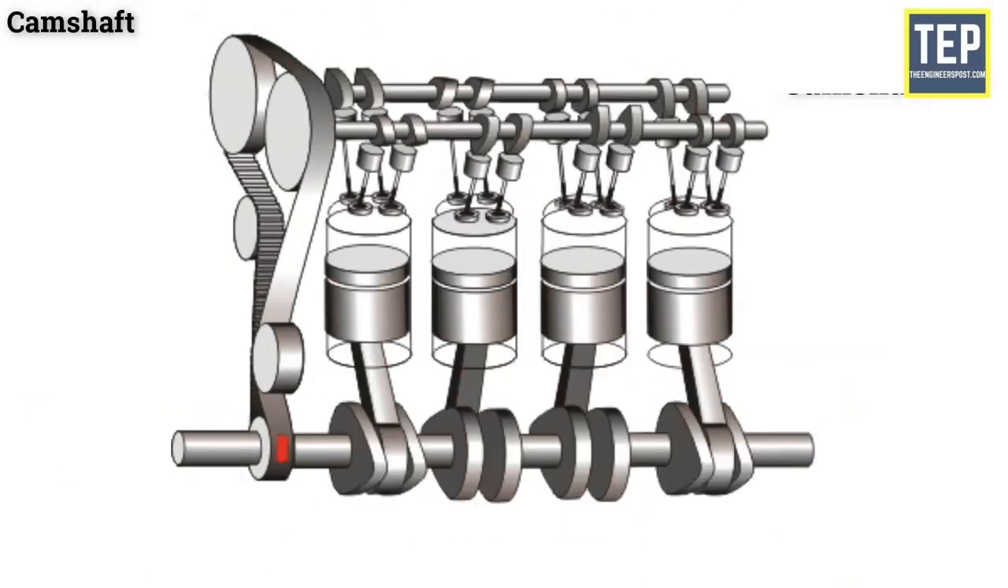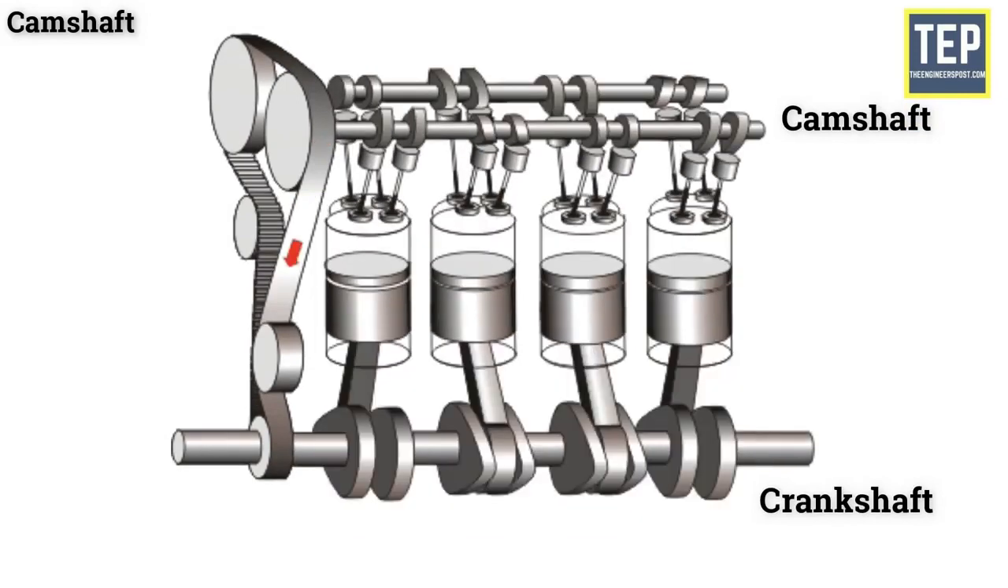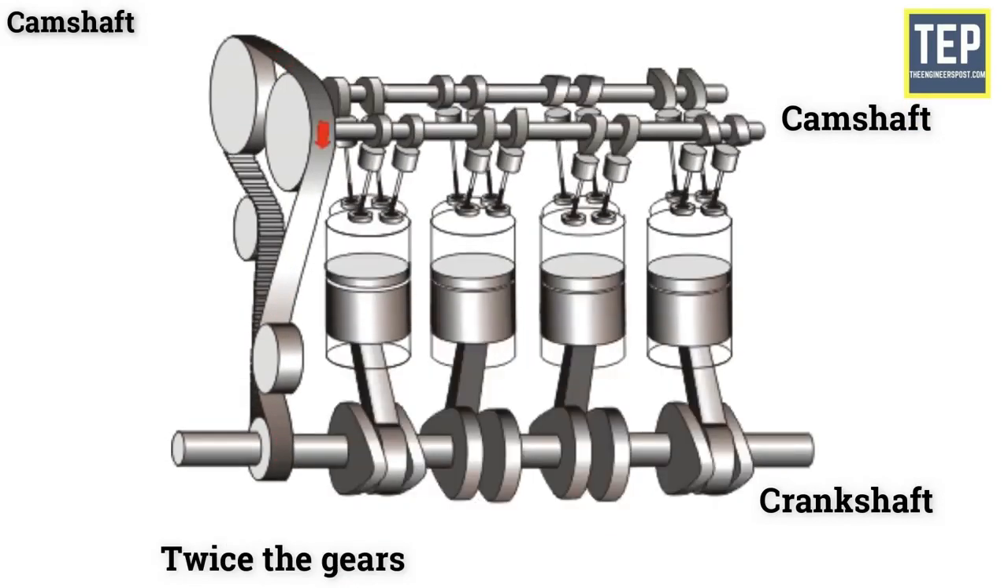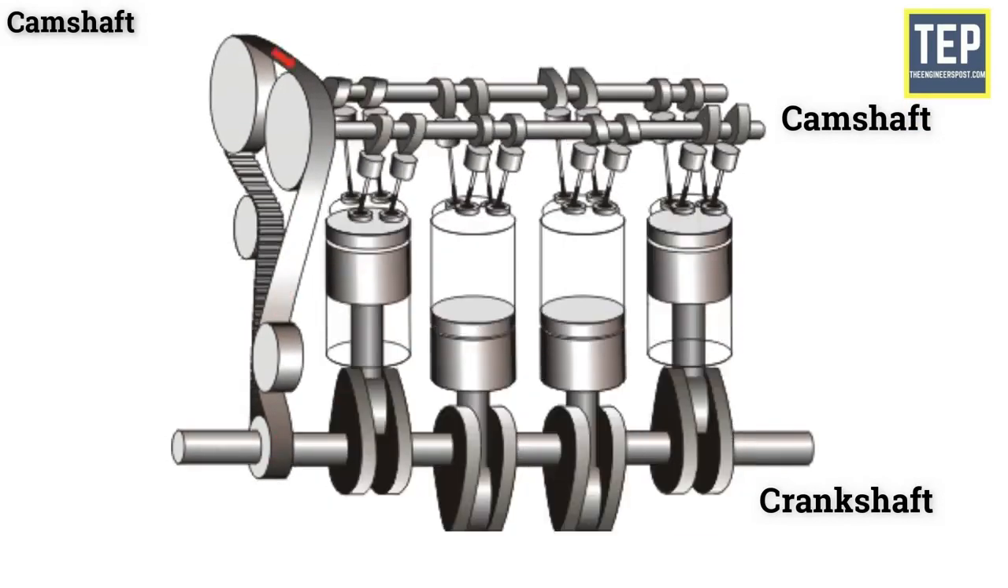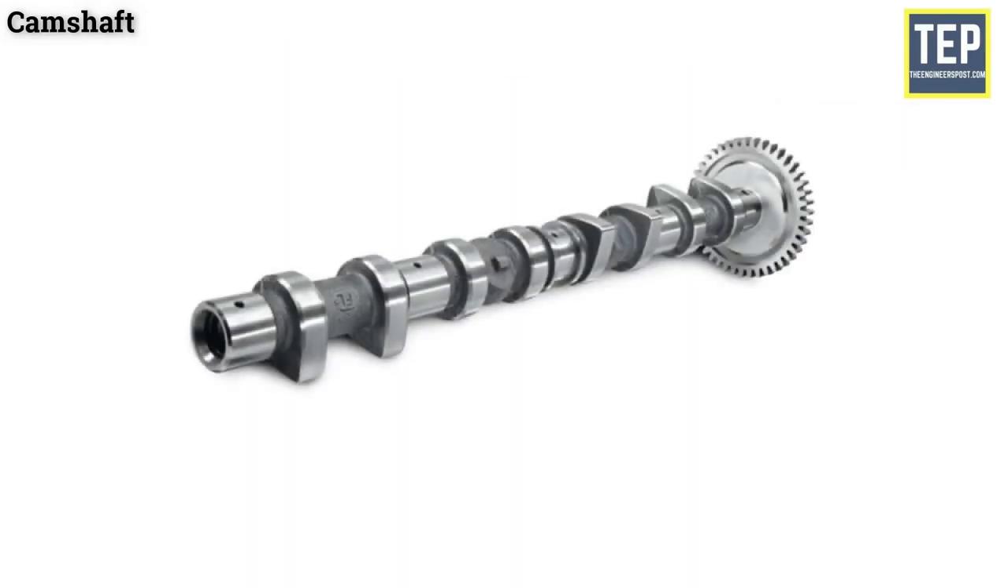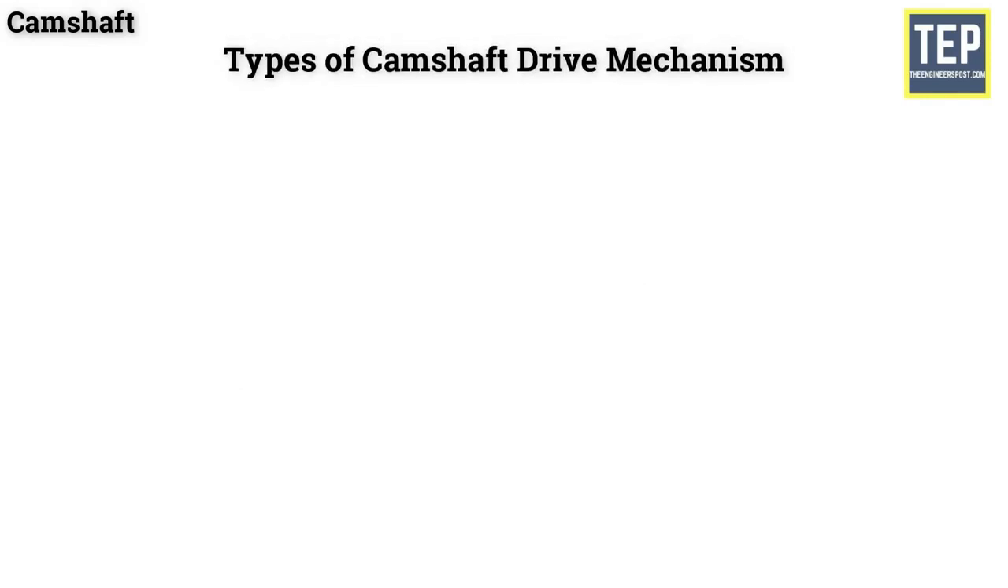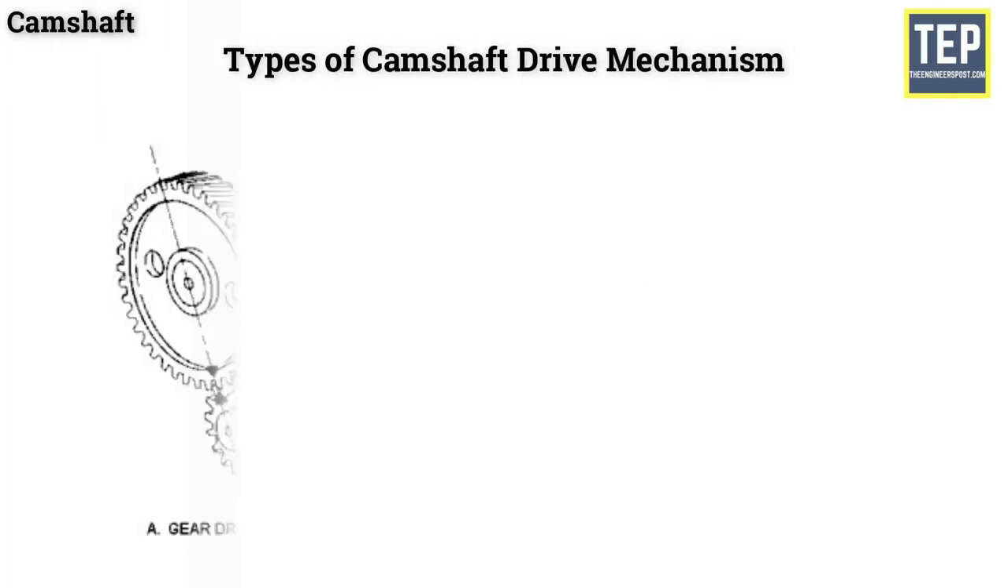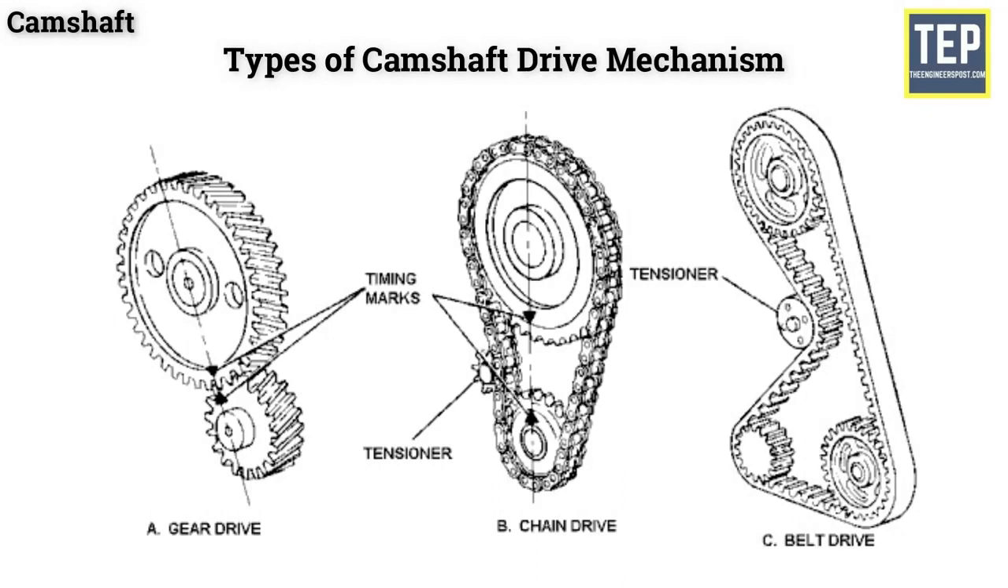The camshaft is driven by the crankshaft, and it has a gear with twice as many teeth as the gear on the crankshaft, and it turns at half the speed of the crankshaft. Camshaft is made from forged alloy steel. There are 3 types of camshaft drive mechanism. They are gear drive, chain drive, and belt drive.